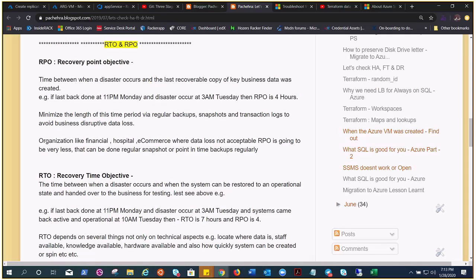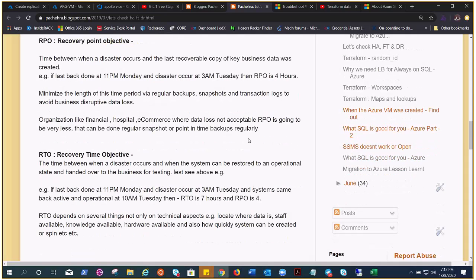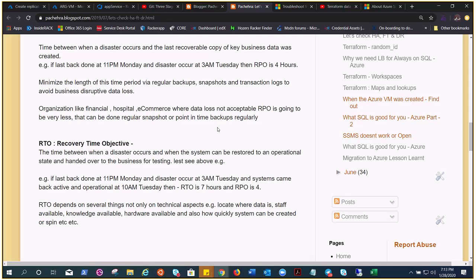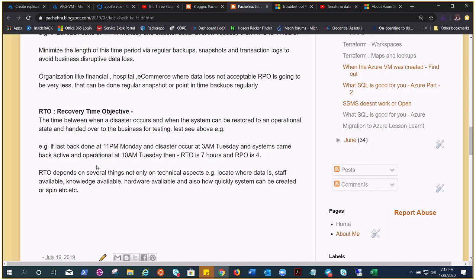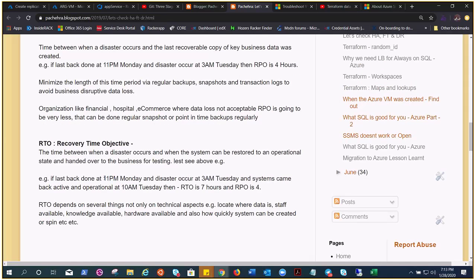Now let's understand RTO. It's the recovery time objective. That simply means the maximum amount of time a system can be down, or the time taken to get your application up and running. Let's get back to the same example. The successful backup happens at 11, disaster occurs at 3, and at 10 a.m. your applications are back online, up and running. So your RTO is 7 hours.